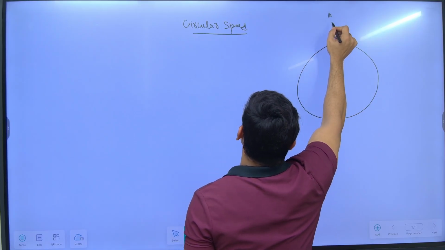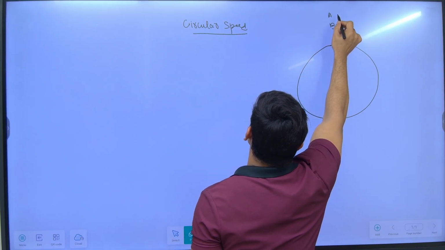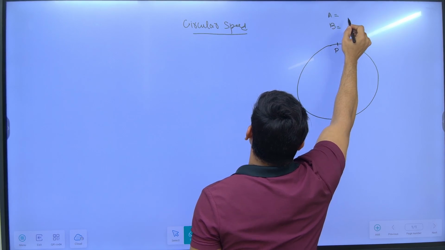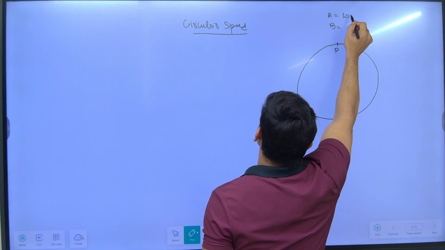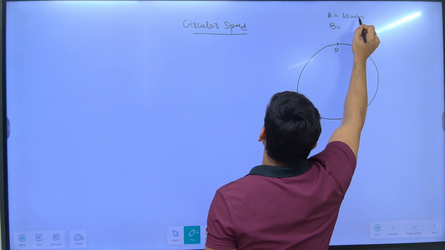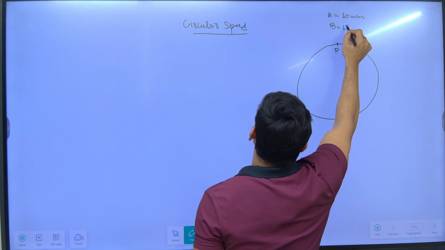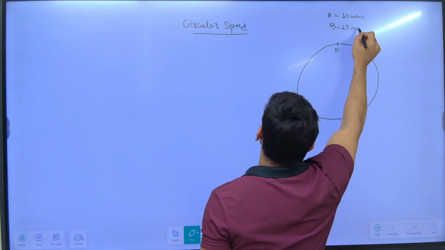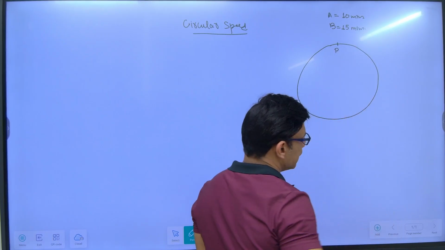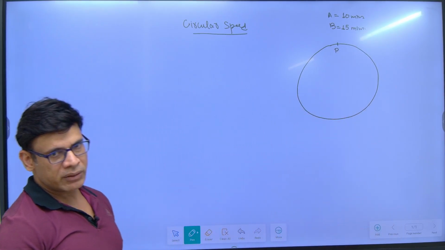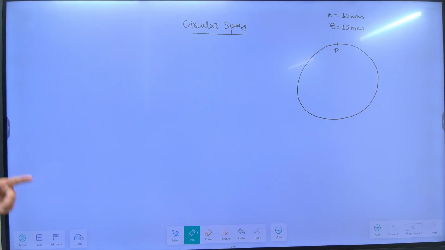and there are two people, A and B. Can be more than two also, right? A can complete one round in 10 minutes, while B can complete one round in, let's say, 15 minutes. So these are the times in which they can make one complete rotation, right? Coming back to the starting point after every 10 minutes.